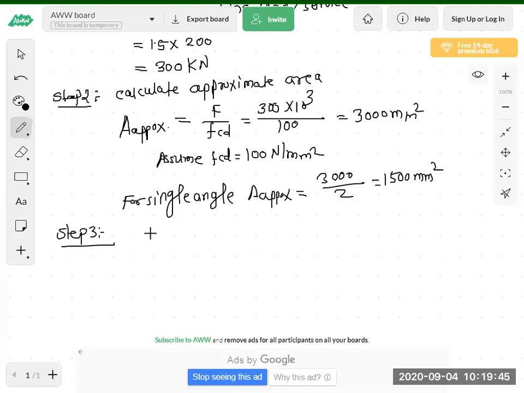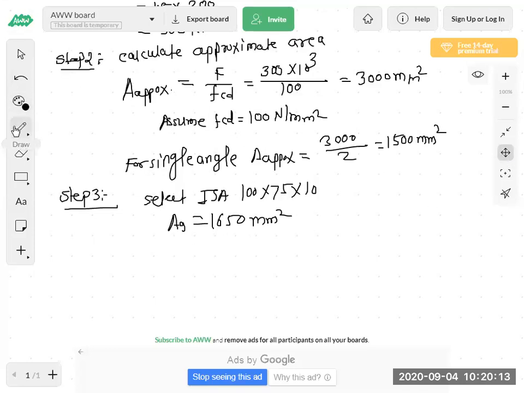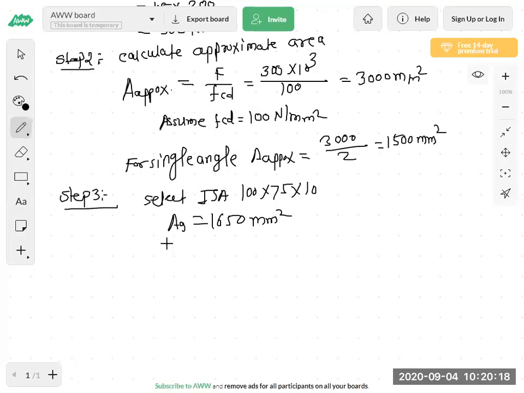Okay. So now we will select ISA 100 by 75 by 10, correct, or 8? 10, having gross area 1650 mm square. So for this we have to select more properties of this section: AG, then I'll tell you what else you have to select.